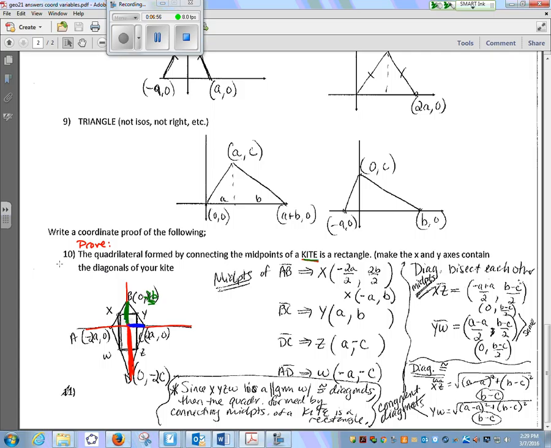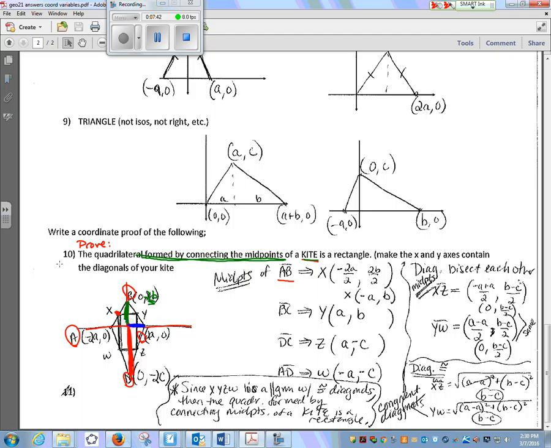Then it says, prove that the quadrilateral formed by connecting the midpoints. So the first thing you have to do is find the midpoints of this kite. If my kite is K-I-T-E, the quadrilateral formed by connecting the midpoints is going to be called something else. I think I called it X, Y, Z, W. Oh, I guess I have A, B, C, D. Okay, my kite is A, B, C, and D. So the midpoint of AB is point X.